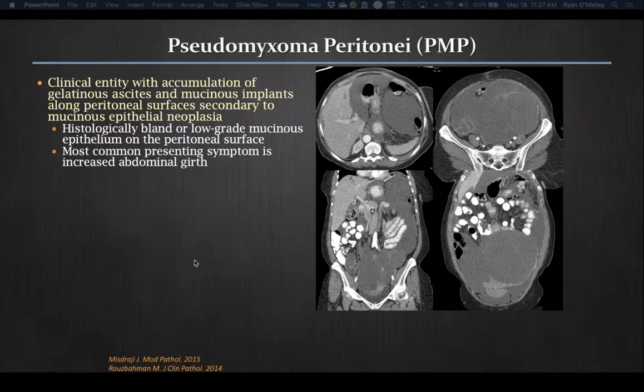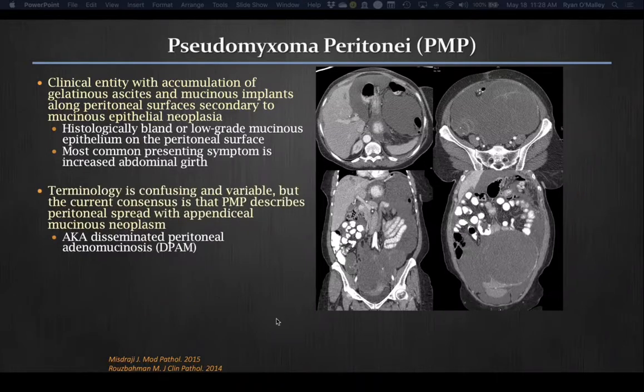Pseudomyxoma is a clinical entity that is characterized by accumulation of gelatinous ascites and mucinous implants in characteristic locations along the peritoneal surfaces secondary to mucinous epithelial neoplasia. The primary tumor is usually either bland or at worst a low-grade mucinous neoplasm. And the patients classically present with increased abdominal girth from this, the mucinous ascites accumulating.